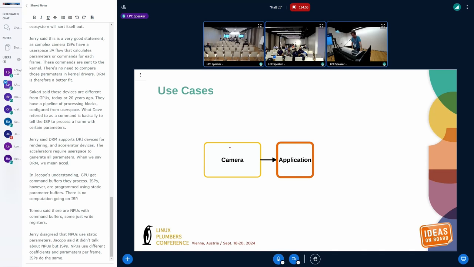We shouldn't forget about a use case where we want to capture an image and just process that with the CPU and do nothing else. So it's not just about sharing buffers between producers and consumers that are hardware, but that can be very simple as well.